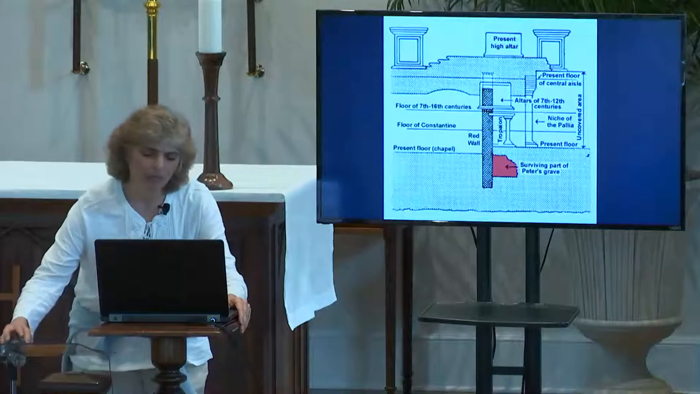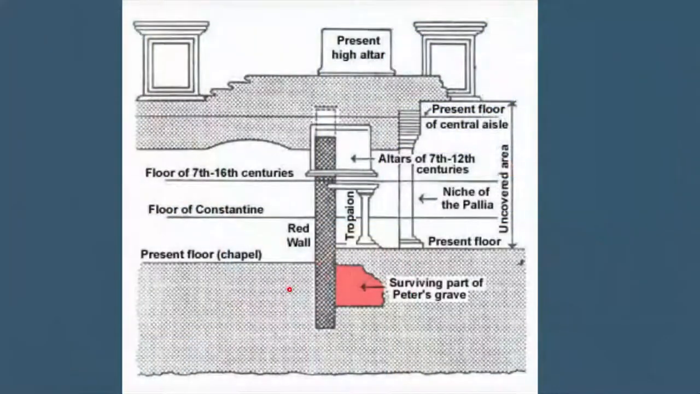This slide here, I hope, helps you better understand the relationship between what's above ground, even today, and what's below ground. So down here would be the tomb of Peter. Here is that tropaion, the monument that Constantine incorporated into his structure. Part of it was exposed in Constantine's time, part of it was below ground. If you look at the diagram here, you can see the floor of Constantine's church.